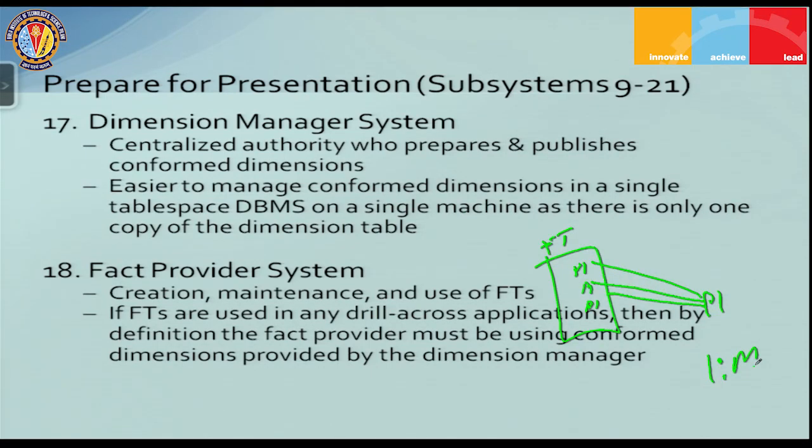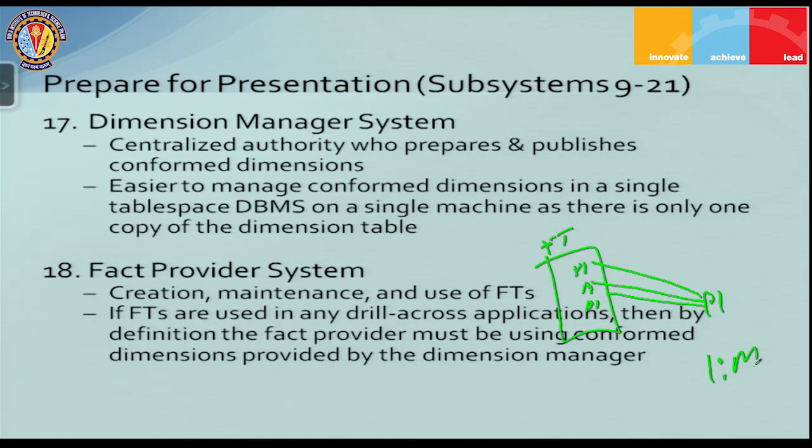Okay, so conformed dimensions means, as I told you in the previous lecture also, that they basically are dimensions which can be associated with multiple facts. And instead of maintaining multiple copies, we have this concept of what is called a conformed dimension. This concept of conformed dimension is supported in databases.